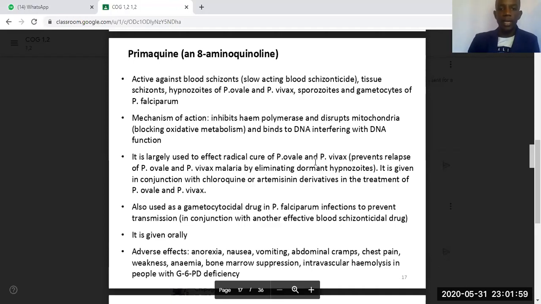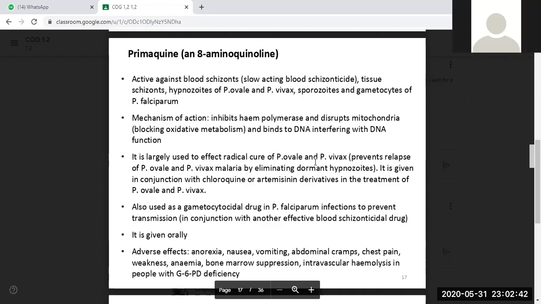Okay, the mechanism of action is that it is going to be inhibiting heme polymerase, disrupting the mitochondria, blocking oxidative metabolism, and also binding to DNA, interfering with DNA function. Okay, so again, like we have learned from the earlier slides, heme polymerase is the one that is taking place within the erythrocytic stage. Heme polymerase is responsible for converting heme to hemozoin, which is non-toxic to the parasite. So if it's inhibited, the heme is going to have its toxic effects on the parasite.